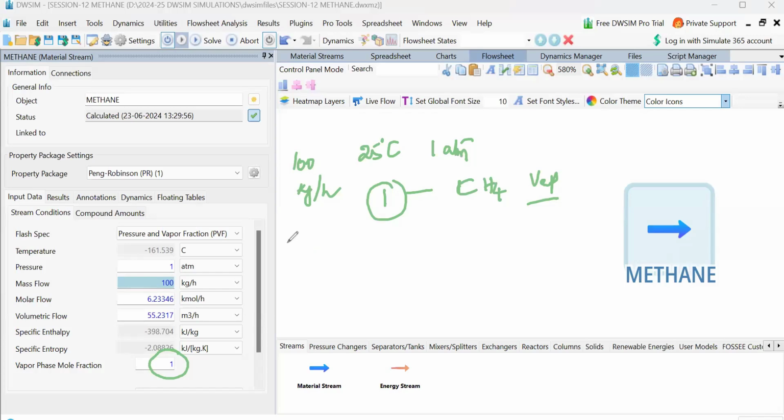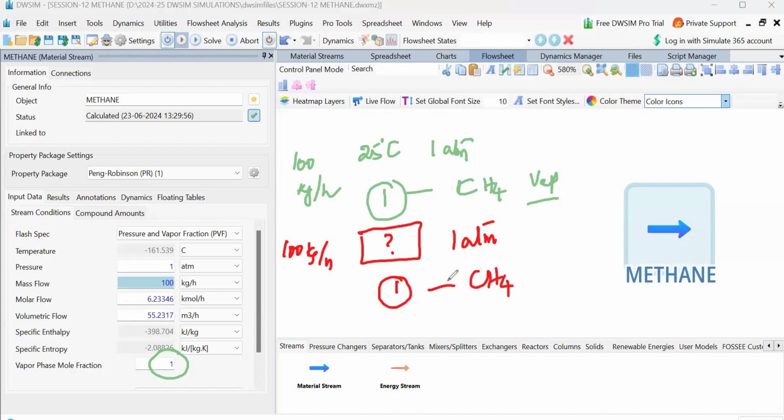Yeah, now the flow rate is still 100 kg per hour, but I'm not specifying temperature here. I'm retaining this 1 atmosphere and the vapor phase mole fraction is still 1. So these are the conditions. How much is the temperature? That means at these conditions it will become the boiling point. So what is the answer here? You can see the answer here. It is specified here. The answer is minus 161.539 degrees centigrade. That is exactly what we are trying to see.